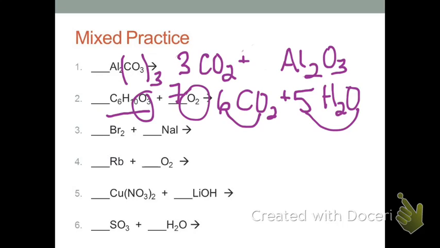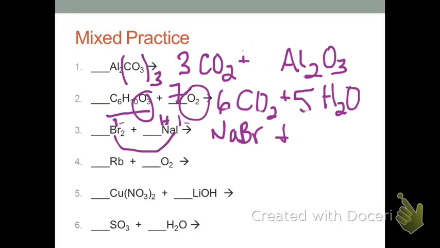Next one. Now, in the next one, you are trying to do a bromine with a sodium iodide. It looks like you have an element and a compound. That tells me this is single replacement. The bromine has a charge of 1 minus, the sodium is 1 plus, and the iodine is 1 minus. Can bromine replace iodine? Check the chart, and it can. Put the Na first because Na is positive. Since they're both 1, they cancel. And the iodine is left by itself, but since it's diatomic, it needs a 2.